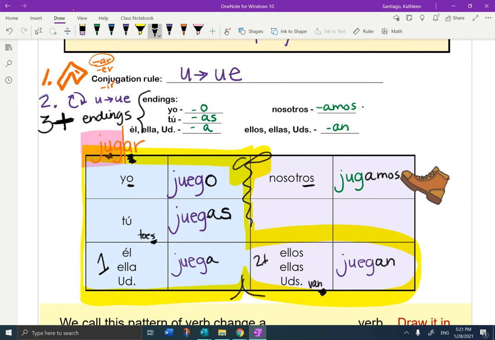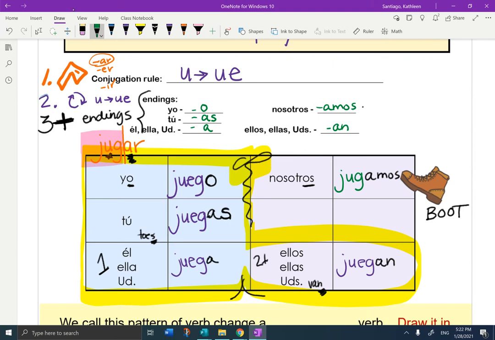Hopefully you said that it looks like a boot, and I have one over here. It looks like a boot. Everything inside the boot takes the stem change from J-U-G to J-U-E-G. The one that is not in there is kicked out of the club. Okay, he's kicked out. Let's talk a little bit about pronunciation.